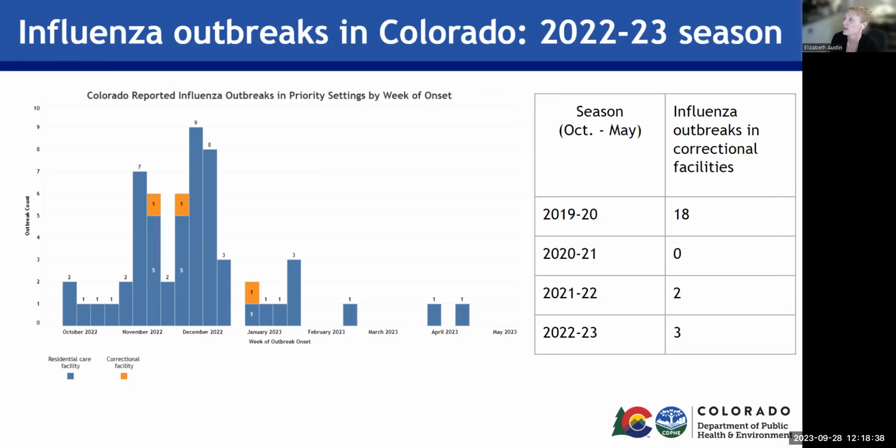And if you'll remember, of course, that was during the COVID-19 pandemic when a lot of prevention measures were in place to prevent the spread of COVID-19, which impacted the circulation of other respiratory pathogens as well. So we did not have as much flu activity in general. So no outbreaks reported that season. And then 21-22, we had a total of 2 outbreaks, and 22-23, a total of 3.